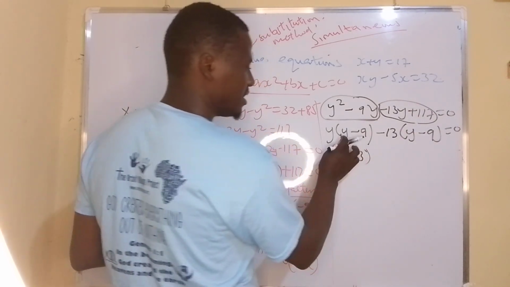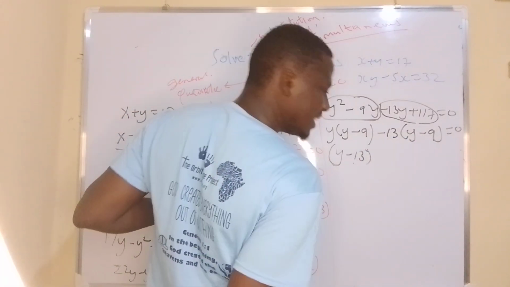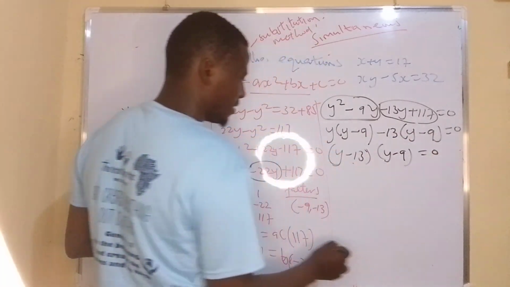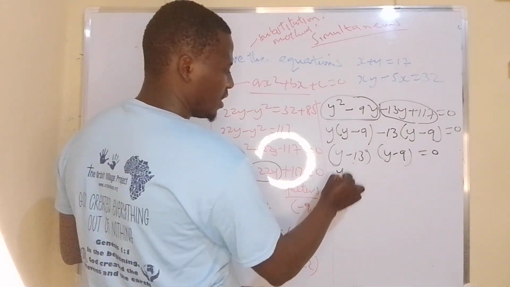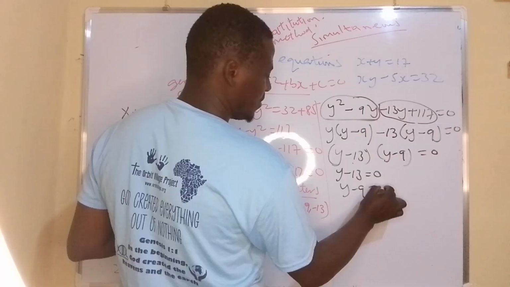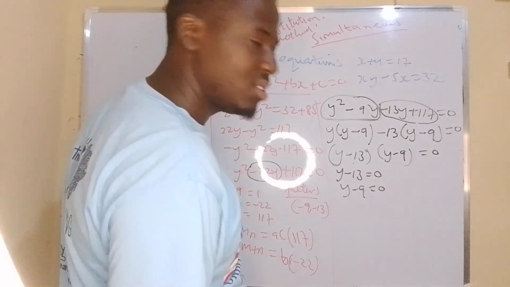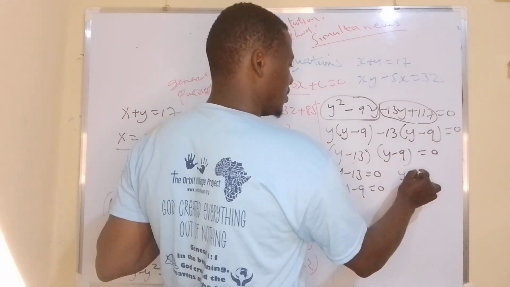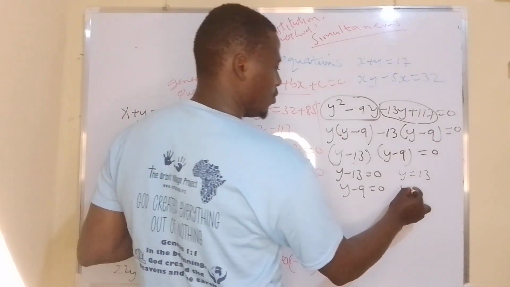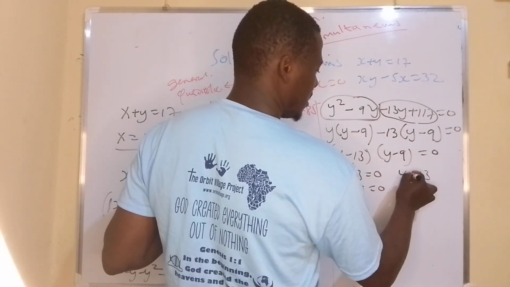Then you pick one of these because they are alike. The factor is y minus 9. Equate everything to 0. This translates to y minus 13 equals 0 and y minus 9 equals 0. When y minus 13 is equal to 0, the value of y is 13. And when y minus 9 is equal to 0, y is equal to 9.